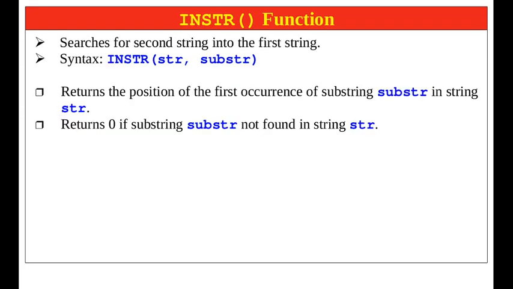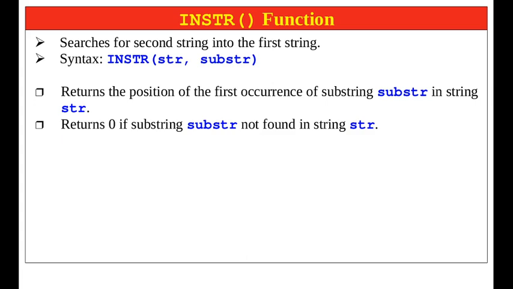Next, instr, very interesting. Suppose 2 strings are given. Then the instr function searches for the second string in the first string. Its syntax: instr within brackets, first the string, comma, then the part of the string that you want to search. Here the names of those two we have taken: first one str and second one sub-str.